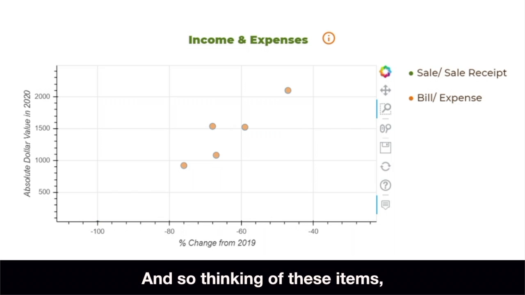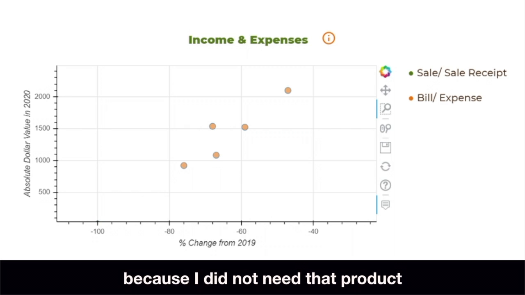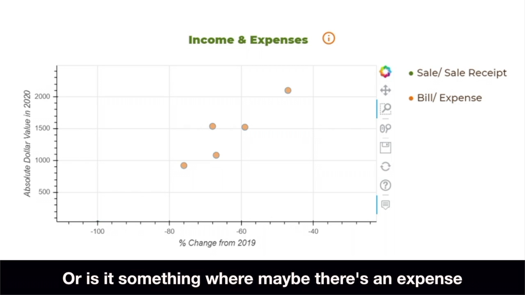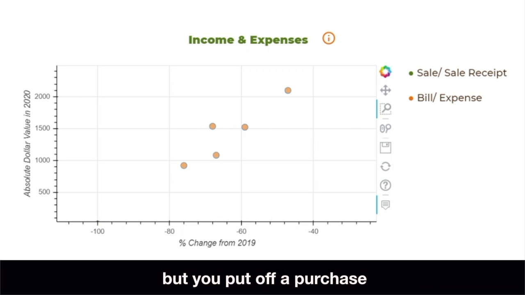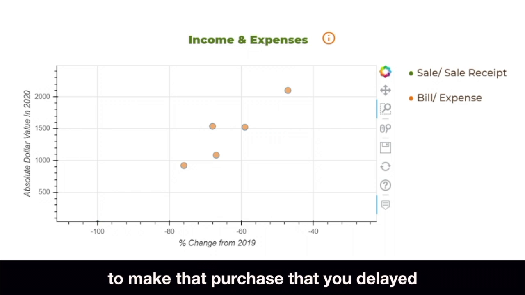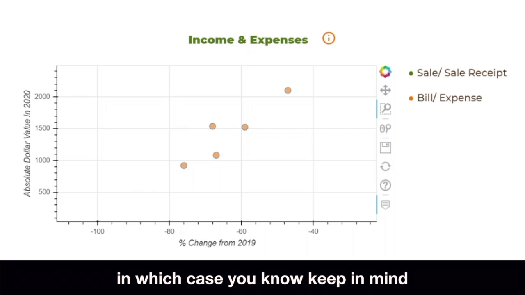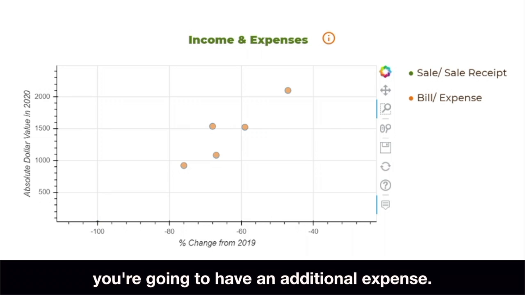And so thinking of these items, are these expenses where maybe I purchased less in 2020 because I did not need that product or that commodity during the year? Or is it something where maybe there's an expense that you normally would want to make, but you've put off a purchase? And then in 2021, maybe it's going to be time to make that purchase that you delayed. In which case, keep in mind with your budget for 2021, you're going to have that additional expense.